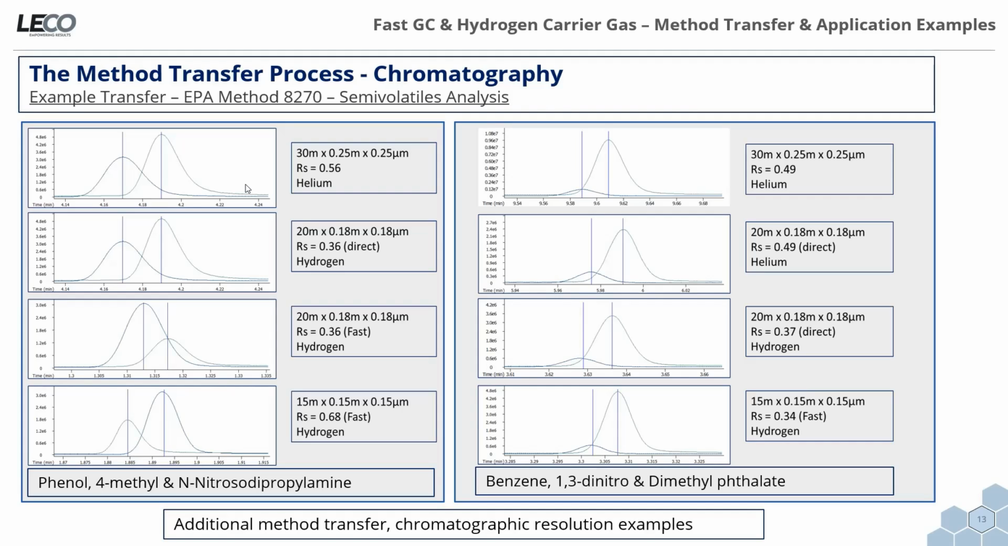Let's take a look at some species which are co-eluting more closely together. You've got 4-methylphenol and nitrosodipropionamine, and then benzene, 1,3-dinitrobenzene and dimethyl phthalate. These are fairly closely eluting together, semi-co-eluted, and you can see here that as you switch and go through various steps, the change in resolution is not going to significantly hamper your analysis, especially with time of flight when you've got very high quality mass spectral data.